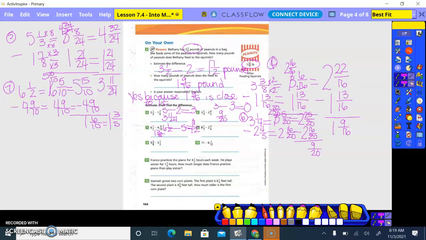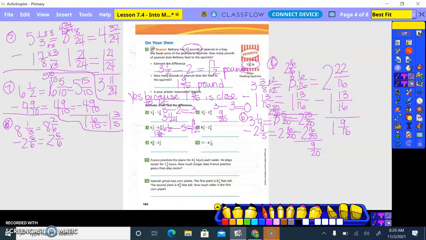Okay, so we have 8. So you have 8 and 1/3, right? Minus 2 and 5/6. Okay, so we have 8 and what? 2/6, because we need a common denominator, right? And let's do this. Okay, and then 2 and 5/6.